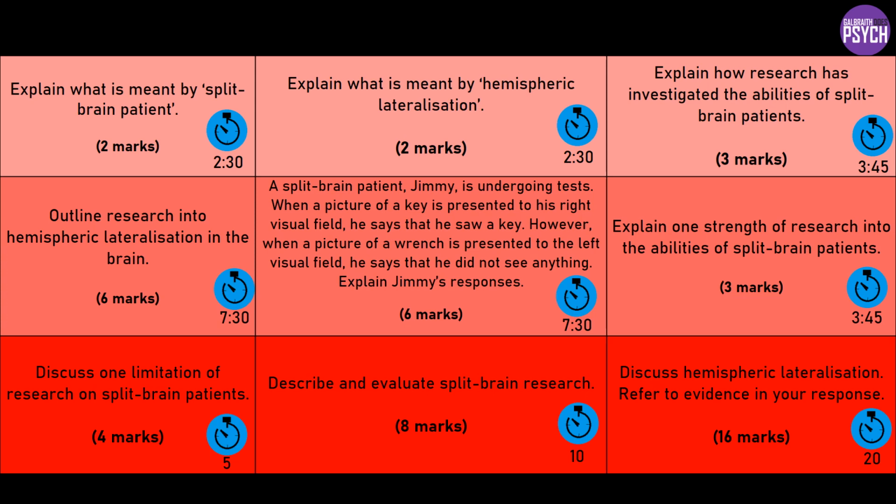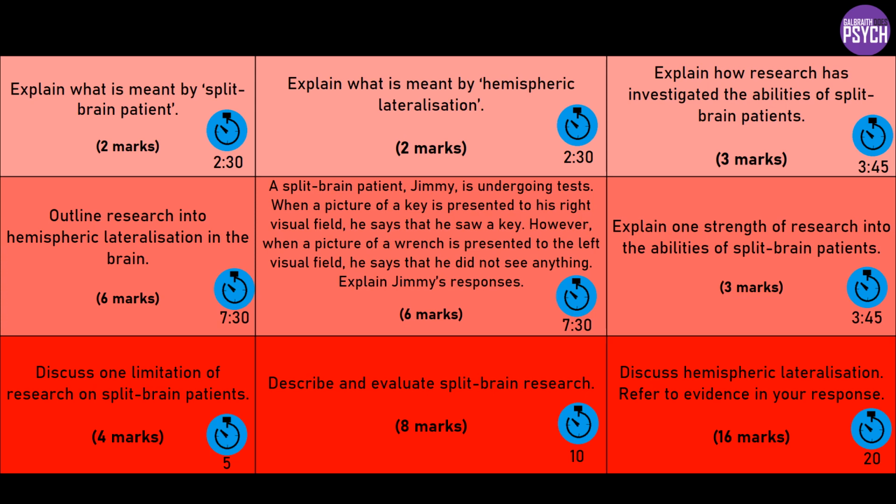Okay, 6 marks, outline research into lateralisation. Well, lateralisation in this context basically means you should be thinking about split brain research. So for 6 marks, it just says outline research. We need to talk about the procedure. We've done that just now, I'm not going to go through that all over again. And we need to talk about the findings. So the findings are twofold.